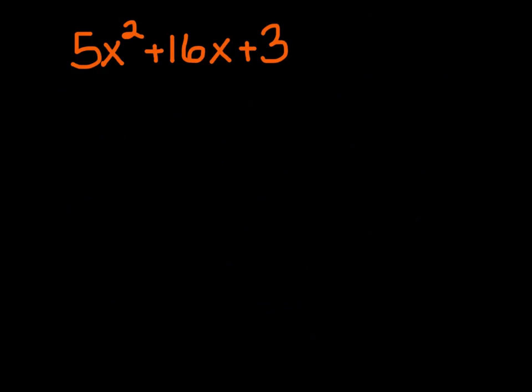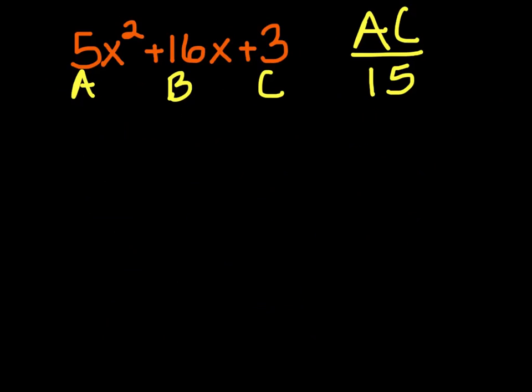And this time our a value is not 1. So we have to actually follow this. We call this splitting the middle. So here's what you're going to do. You're going to identify a, b, and c. That's just the coefficients for each term. Then you're going to write AC, a times c. So AC in this case would be 5 times 3 is 15. And then you're going to identify B. And B in this case is 16.